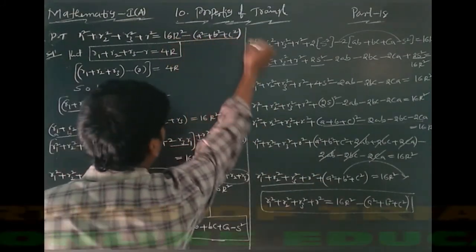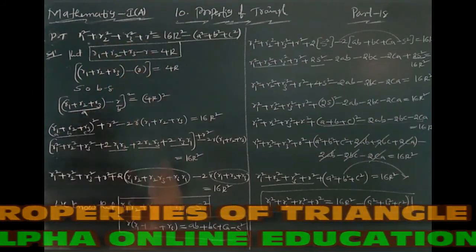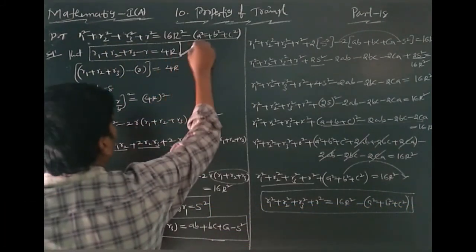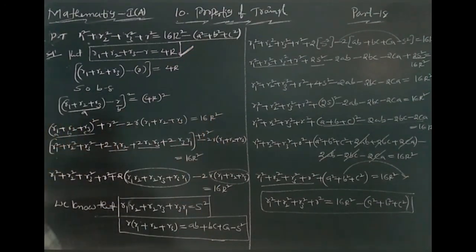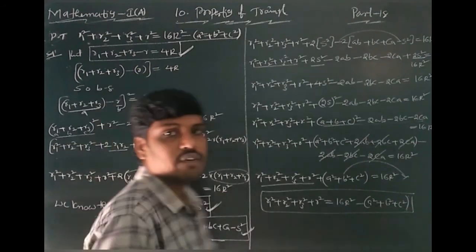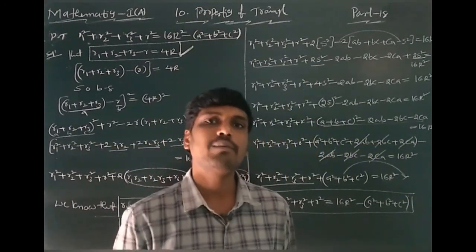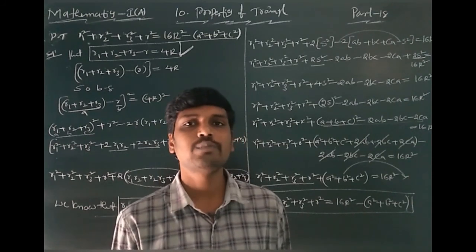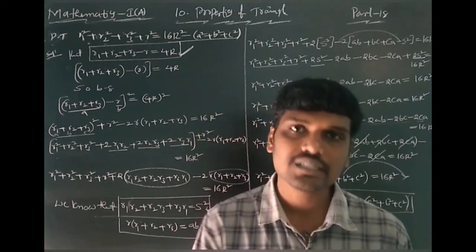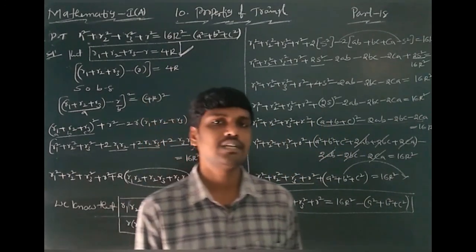r1 square plus r2 square plus r3 square plus r square equals 16r square minus (a square plus b square plus c square). Here you know the first value and the second value. Suppose you don't know these values, you can write the formulas: r1 equals delta by (s minus a), r2 equals delta by (s minus b), r3 equals delta by (s minus c), r equals delta by s. You can solve the total problem in this way. This is the unexpected 7 marks problem.